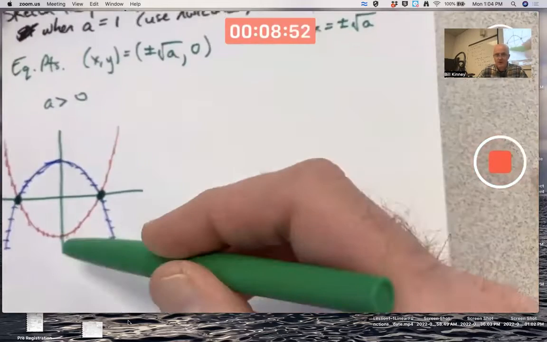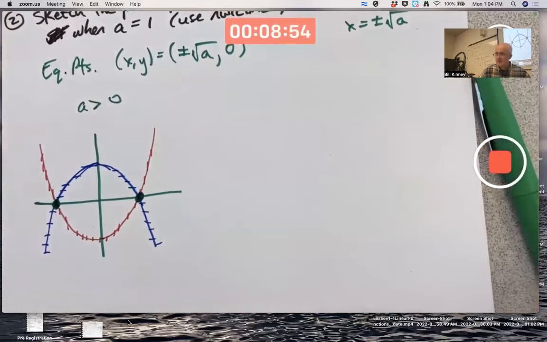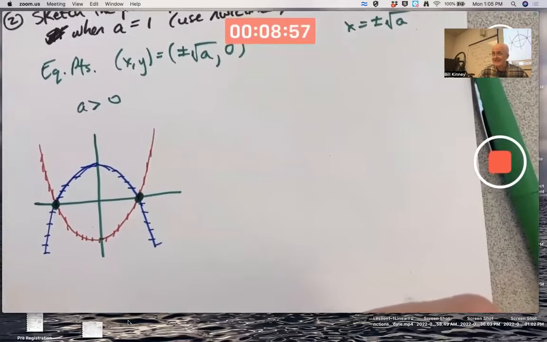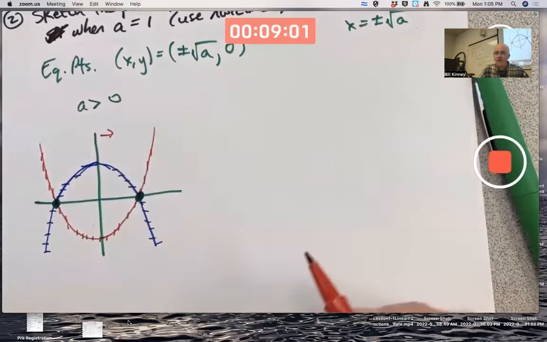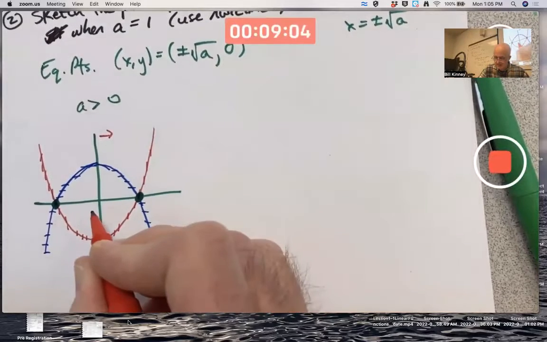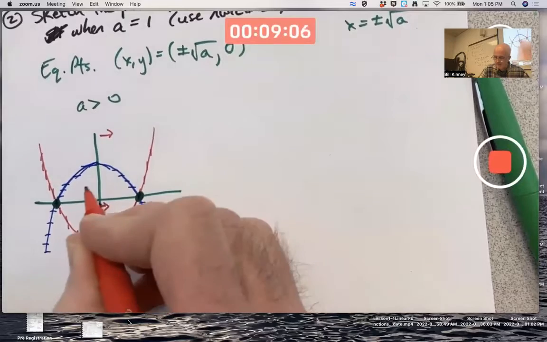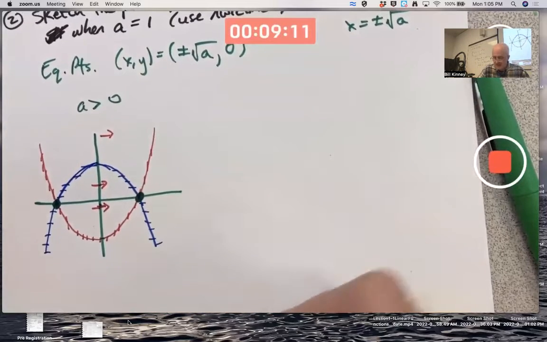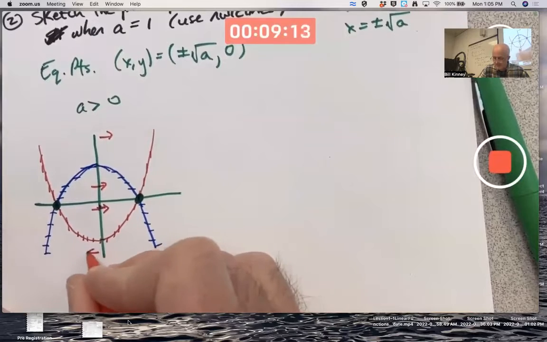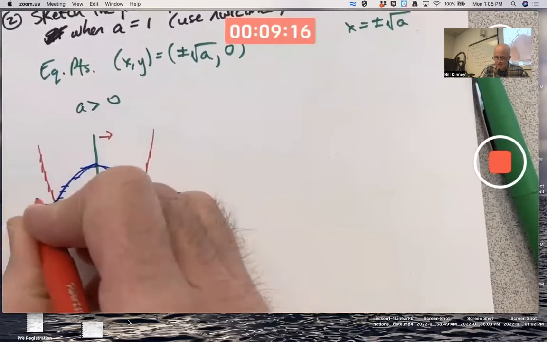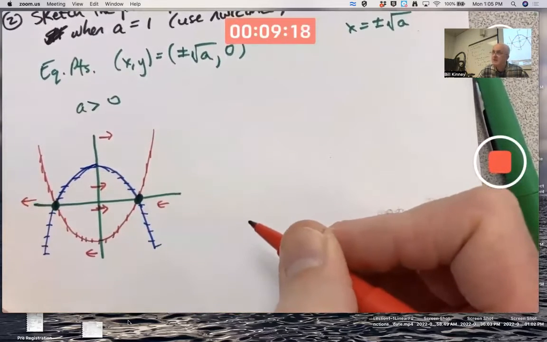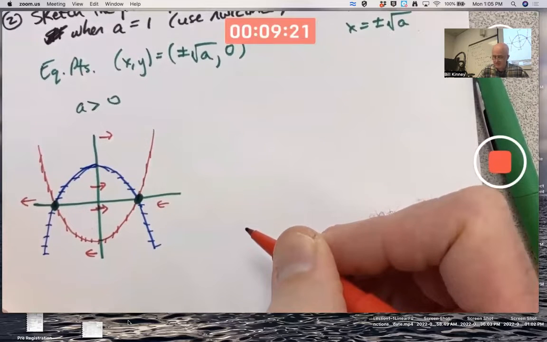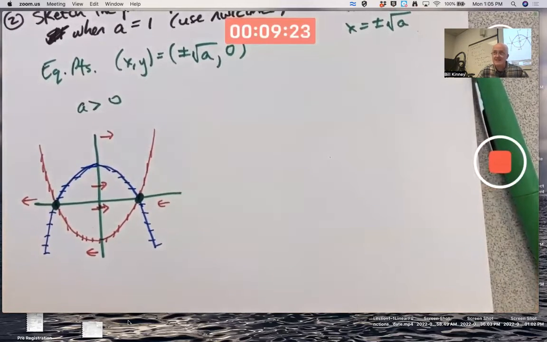When you're above this red curve, solutions have to be going to the right. dx dt has to be positive. So they're rightward pointing in this region and also rightward pointing in this region. Those are both above the red curve. Leftward pointing below the red curve, down here, over here. We're focused on dx dt. So we need to think about, do solutions go right or left?